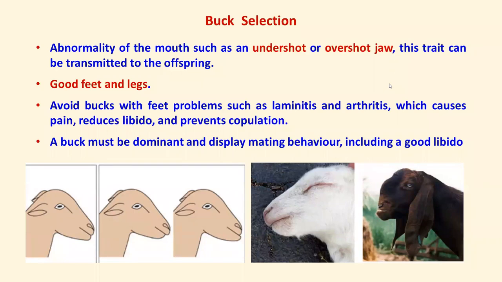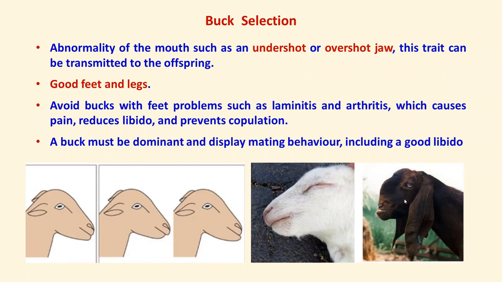The next step in buck selection is the mouth part of the buck. You have to see nicely. There should not be an undershot or overshot jaw. Why? If there is an undershot or overshot jaw, you can see in this picture the mouth, the black color it is having, the jaw shape. You can see there is an undershot and overshot jaw. It should not be there while selecting, because these traits have medium heritability reported in the research articles. So if there is medium heritability, it means there is a high chance that your progeny will also have this kind of jaw, which is not good at all.